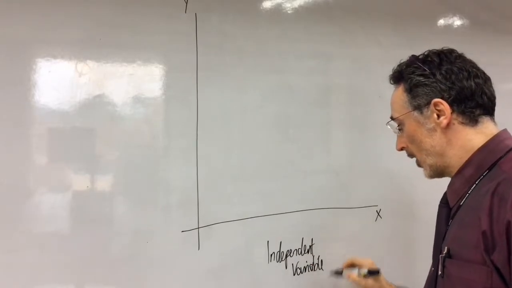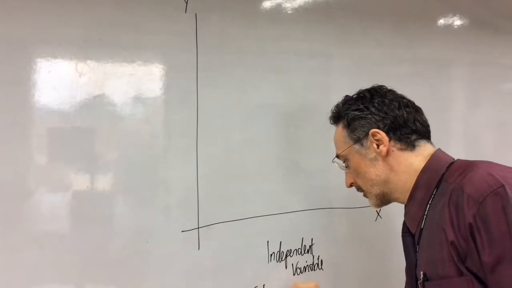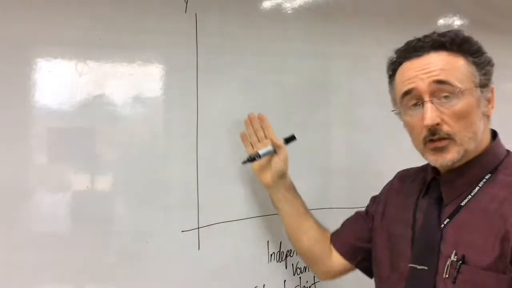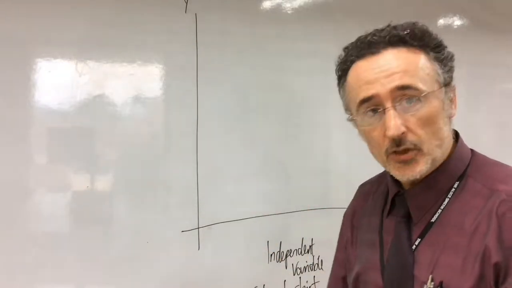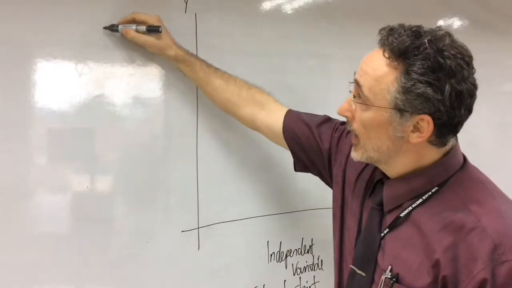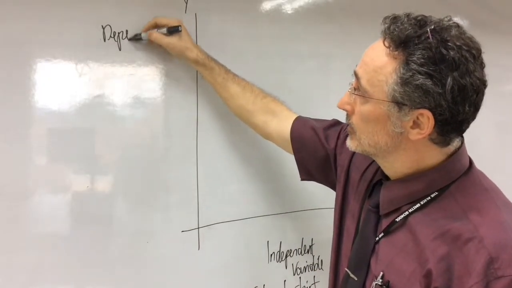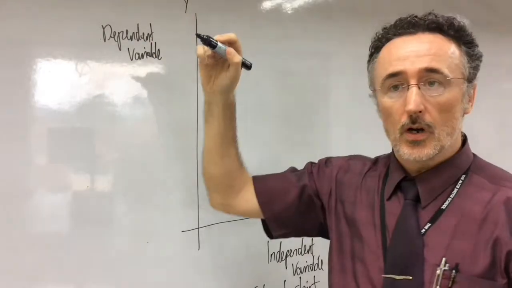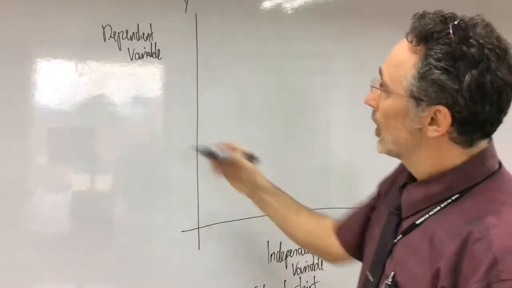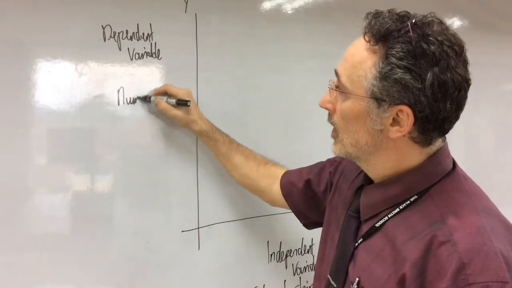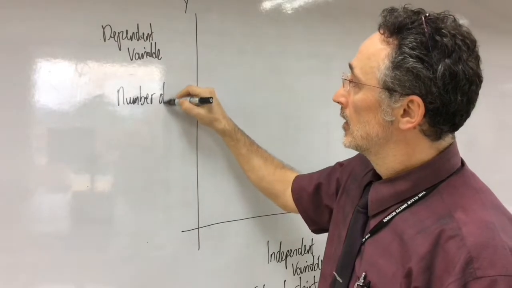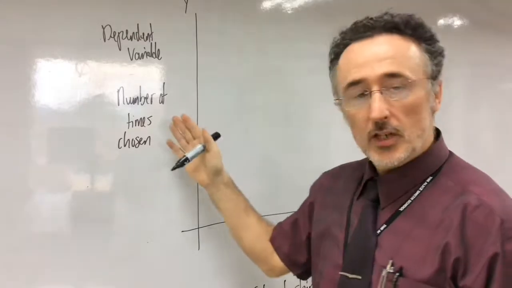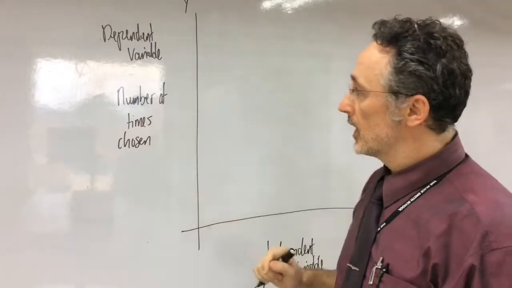And in this case, it was color of shirt. Up the y-axis goes what we were counting, what we were measuring. So here we have the dependent variable. And in this case, it was the number of times I chose that shirt color. So I'm just going to write number of times chosen. There aren't any units to number of times, so I don't need to put anything on there.